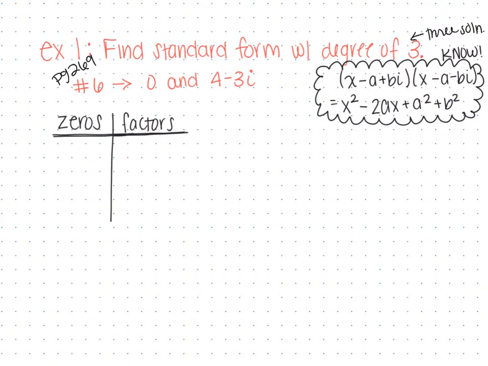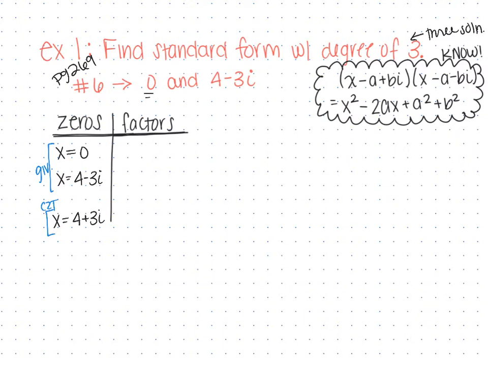So I'm going to fill out my chart. So I have x equals 0, x equals 4 minus 3i. Those were 2 that were given. And then the last one I'm going to get out of the conjugate zero theorem, which says that if 4 minus 3i is a solution, then its conjugate is as well, which means change the sign of i. So I have 3 solutions, x equals 0, x equals 4 minus 3i, and 4 plus 3i. And again, the first 2 are given, the last one came out of the conjugate zero theorem.